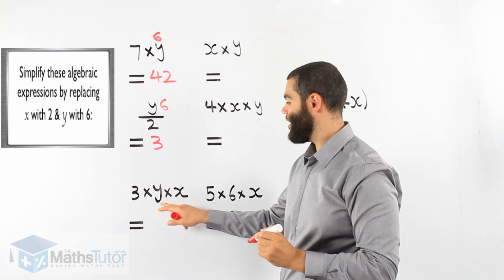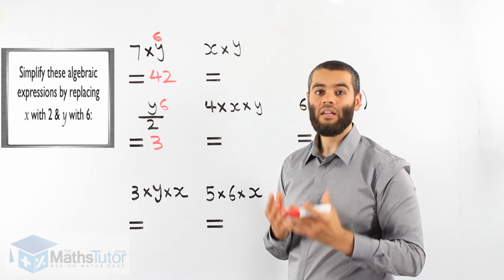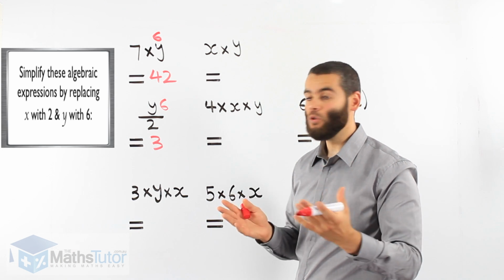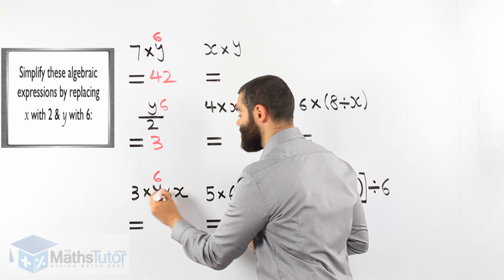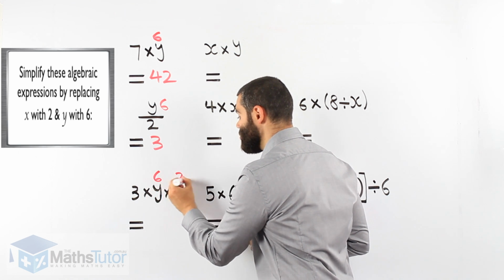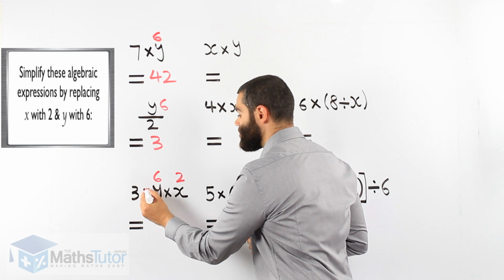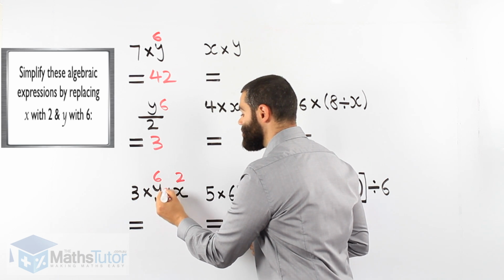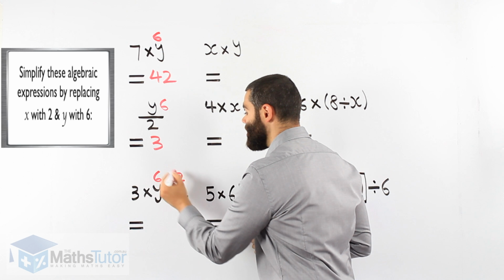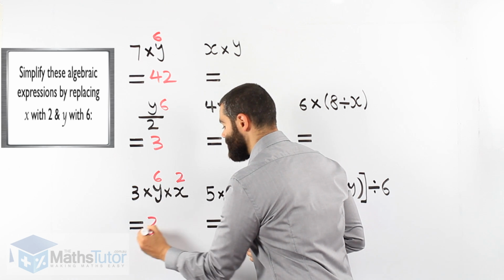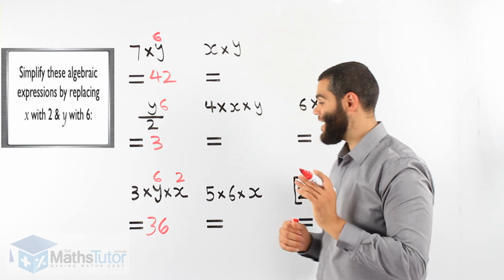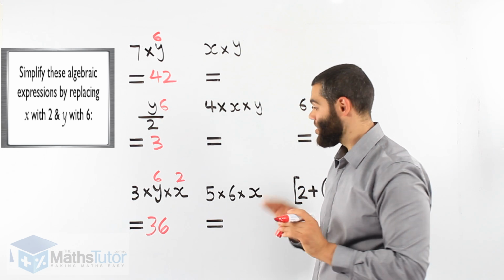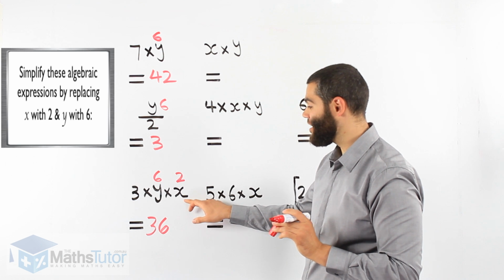3 times y times x. y is 6 and x is 2. So in reality, 3 times 6 times 2, and our answer, 36.